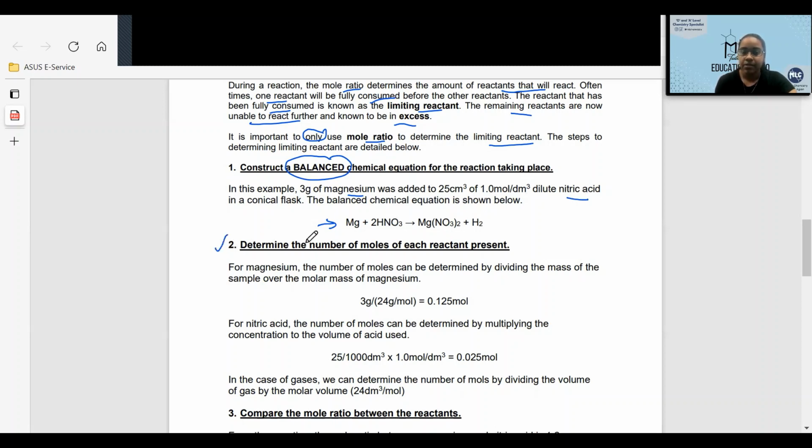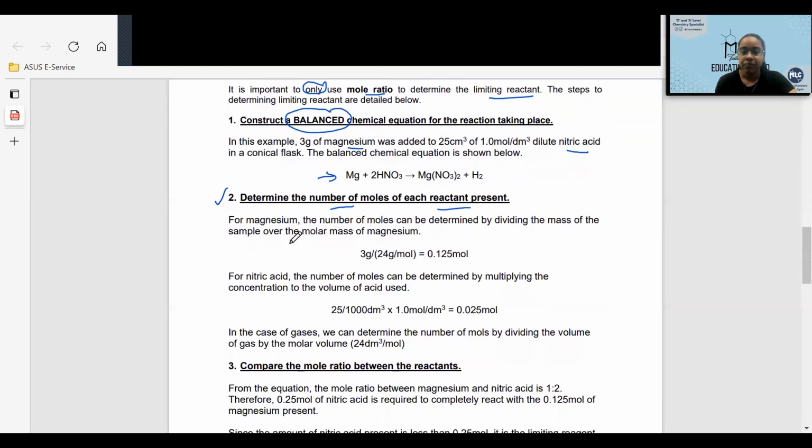The second step is to determine the number of moles of each reactant present. How do you do so? For magnesium, they have given you the mass of it, which is 3 grams. So 3 divided by the molar mass, which is 24, will give you 0.125 moles.